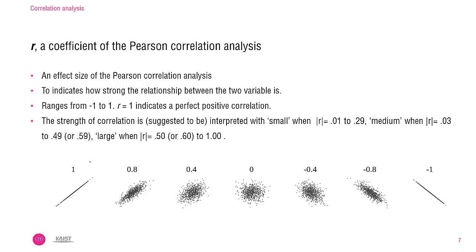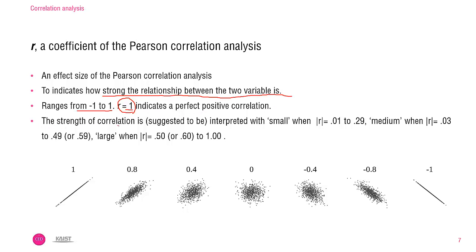In fact, the R corresponds to the effect size of the Pearson correlation analysis. The R indicates how strong the relationship between the two variables is, and the R ranges from -1 to +1. When R equals +1, this indicates a perfect positive correlation. When R is -1, it indicates a perfect negative correlation.